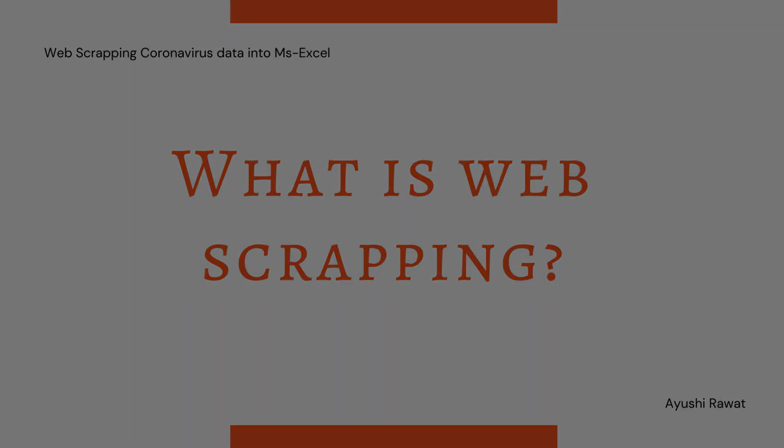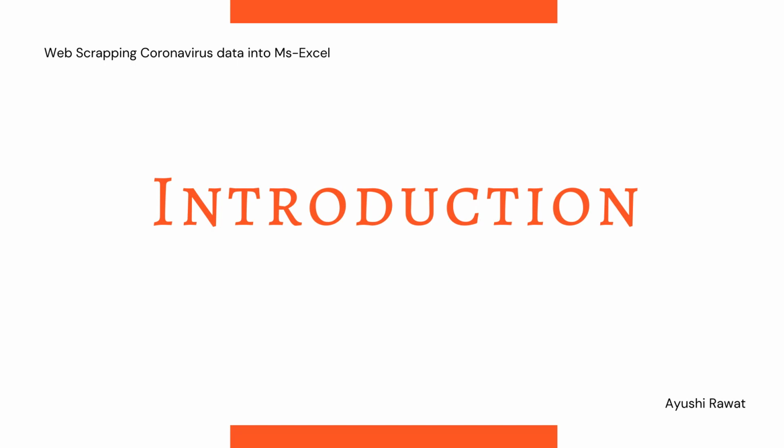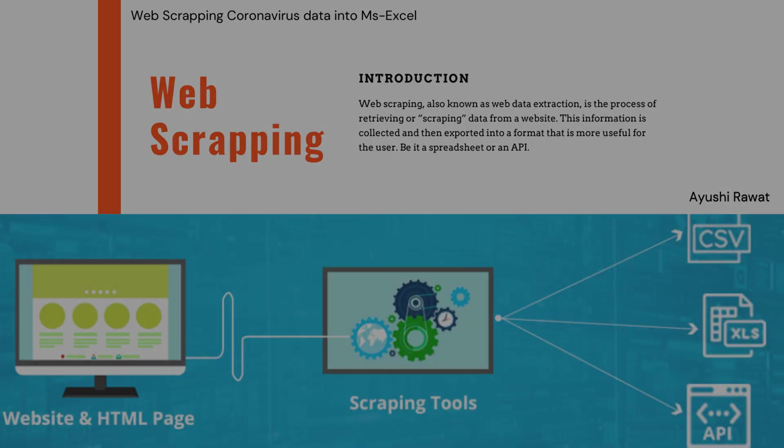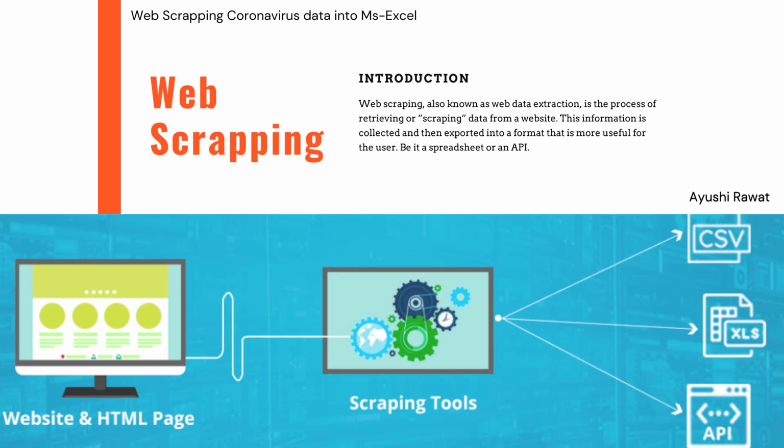So let's get started. What is web scraping? If you have ever copied or pasted information from a website, you have performed the same function as any web scraper, only on a microscopic manual scale. Web scraping, also known as web data extraction, is the process of retrieving or scraping data from a website. This information is collected and then exported into a format that is more useful to the user, be it a spreadsheet or API.